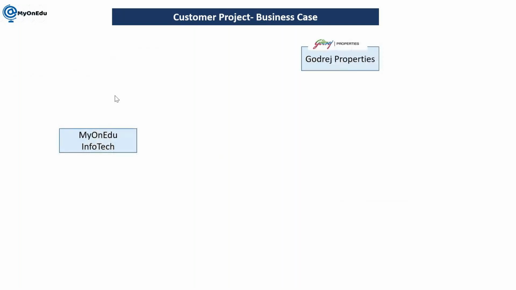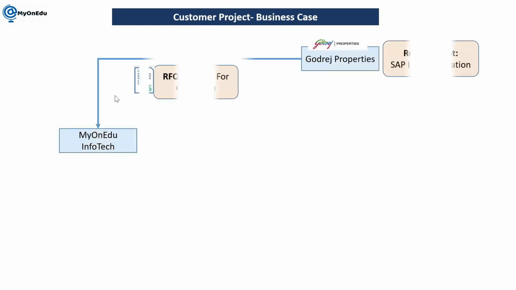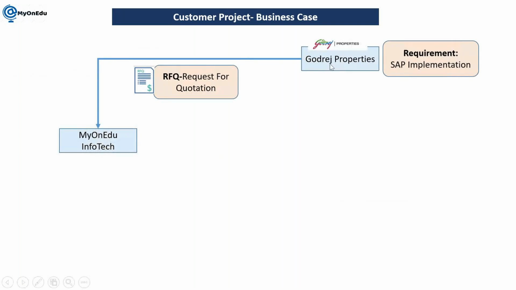Okay, next let me explain one business case of a customer project. This is the investment project and this is the customer project, where we have customers. Let us take one example, Godrej Properties. This is one company, and this my on edu infotech is we.